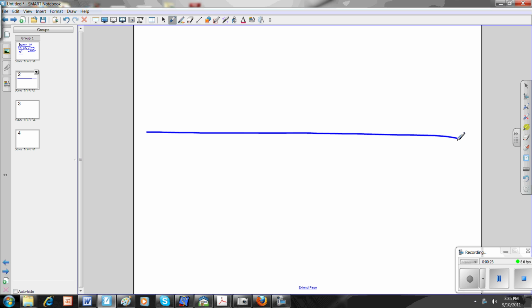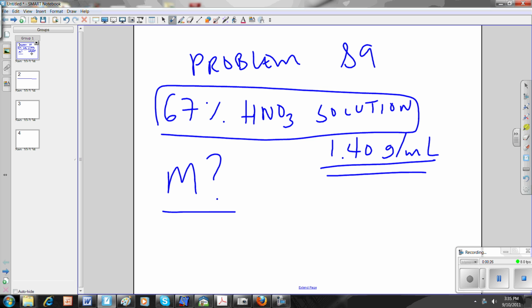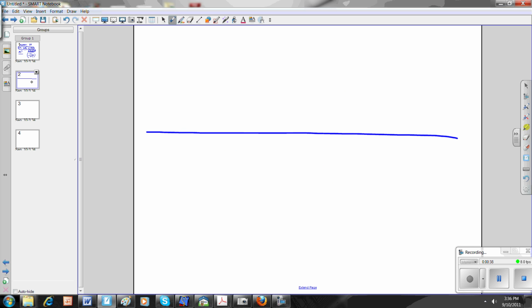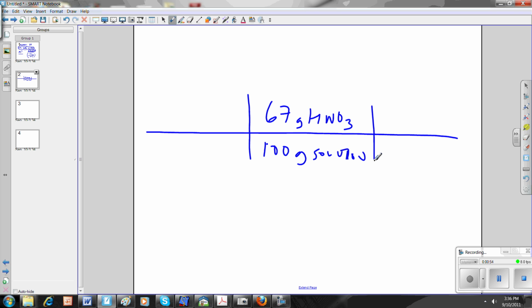You're going to realize that, remember, density is a conversion factor. So really, you're going to say this is 1.40 grams in a milliliter. There's my conversion factor there. And when they give you percent of a solution, that's going to be a double-decker given when you start. So how I'm going to start it is I'm going to say 67 grams of HNO3 are in 100 grams of solution. Because if they give you the percentage, you can assume that you have 100 grams. It just makes life a little easier.